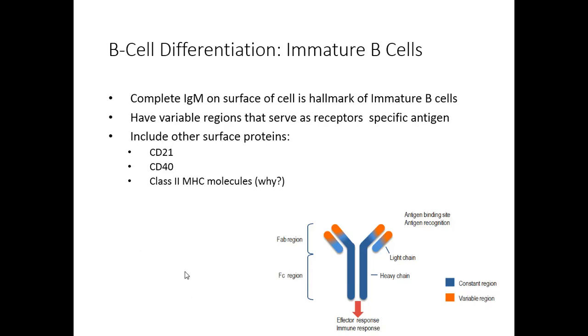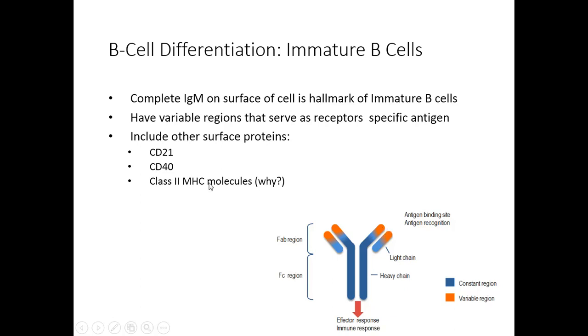So if you had a cell surface here, you'd have a little IgM sticking on, or many of them. You'd have many little antibodies here. And what they're looking for is to have the antigen bind right here. The specific antigen is going to bind to this as they start to develop.